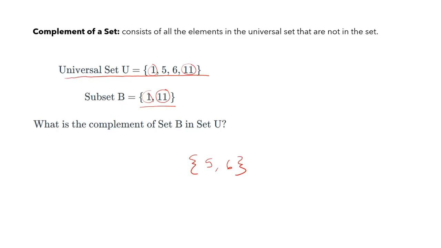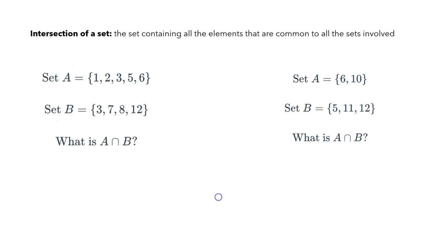So you may find it helpful, especially if you have a larger set of numbers, to go through these and mark them off. That way you don't accidentally list one that's not there. And some notation for that, you might see B with a little C somewhere, showing that it's the complement of that. So it's just everything that's not in the set, what's left.